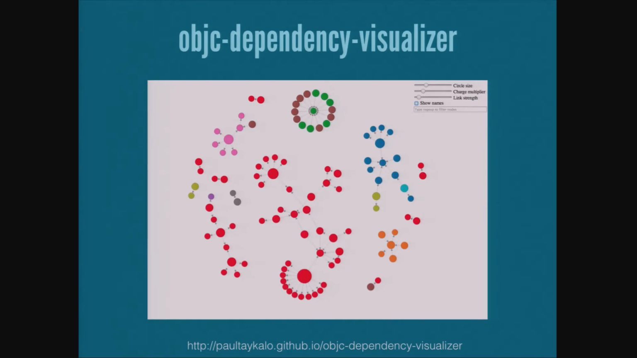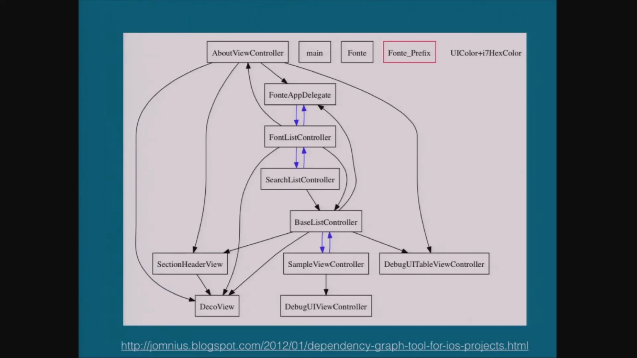So if you want to do this on your own code, there's a number of tools out there. This is one that looks pretty nice called objc-dependency-visualizer, and you just run it on your code and you get a chart like this. So here's a real-life example I found. Simple enough where we can actually understand what's going on.